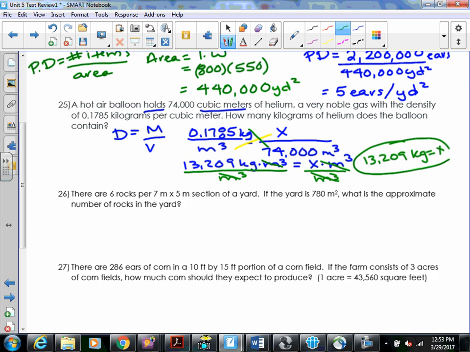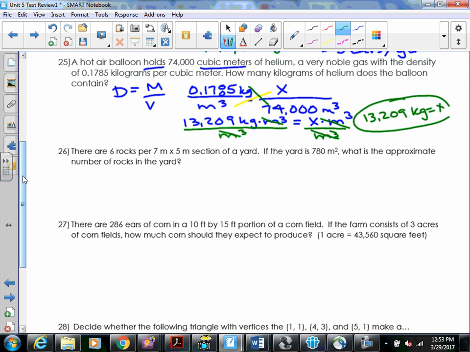All right, let's go ahead and do 26. Now, in number 26, you have to do a little bit of work before you can get the final answer. They've given you what you need to figure out the area. It says there are 6 rocks per 7 meter by 5 meter section of a yard. And then they're asking if the yard is 780 square meters, what is the appropriate number of rocks in the yard? So your area will be 35 meters squared.